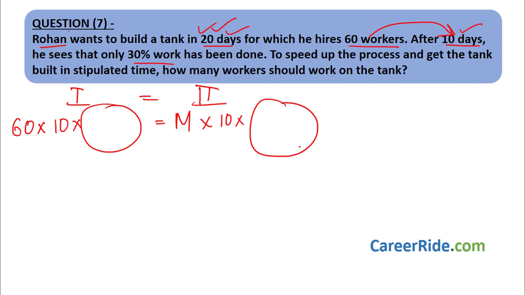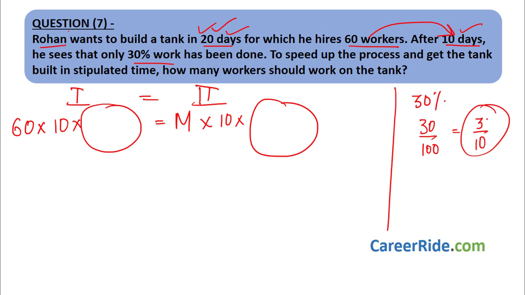Now let's find out what is the work done. Say a tank is being built. Out of that, 30% work is done. What is 30%? 30 upon 100. That is nothing but 3 upon 10, right? This much work is done. This is nothing but work done in first case, right? Because 60 workers in 10 days did 30% work, that is 3 by 10. Where will it come? It will simply come over here.